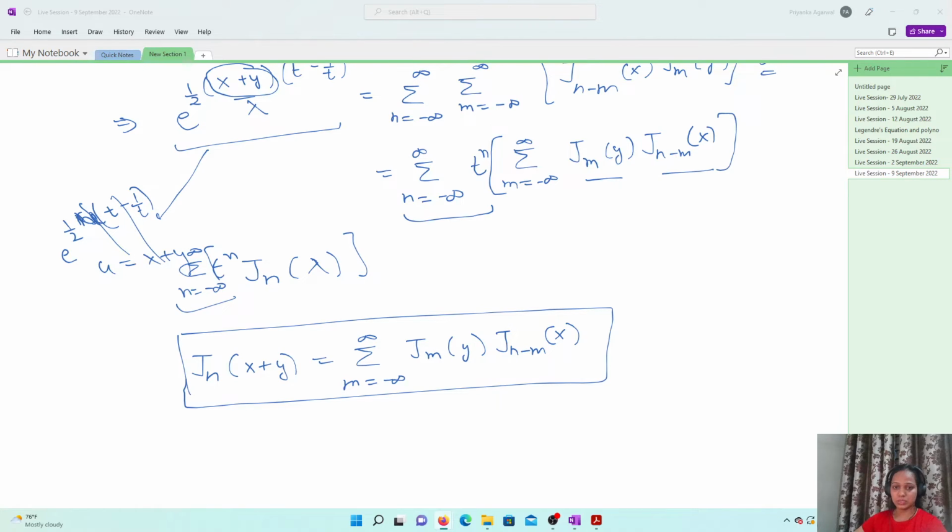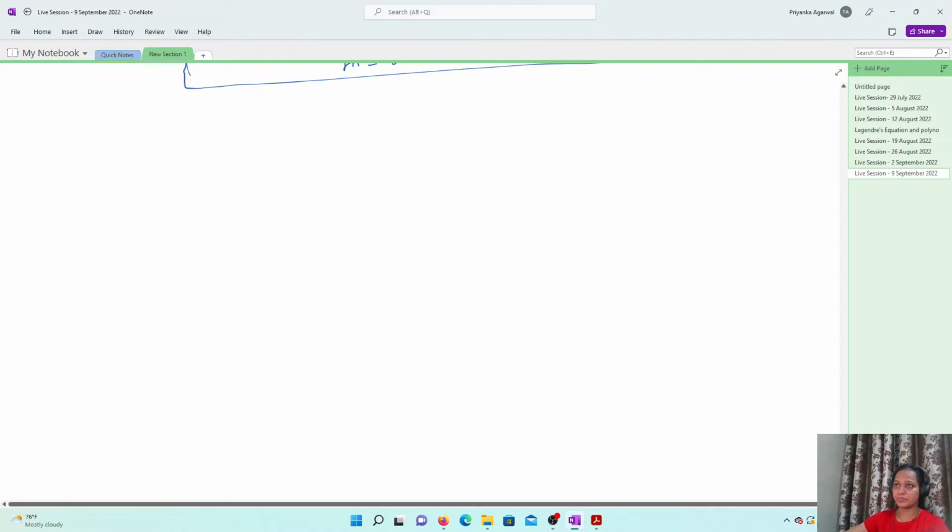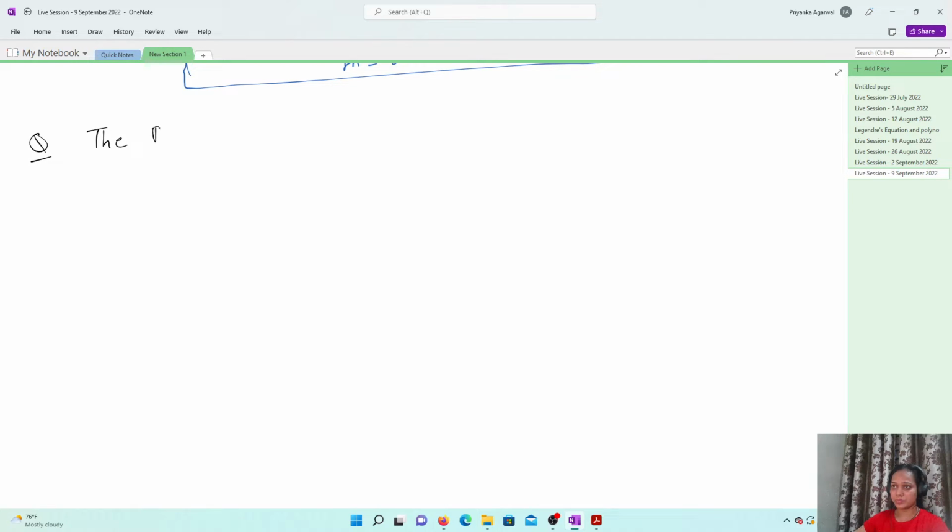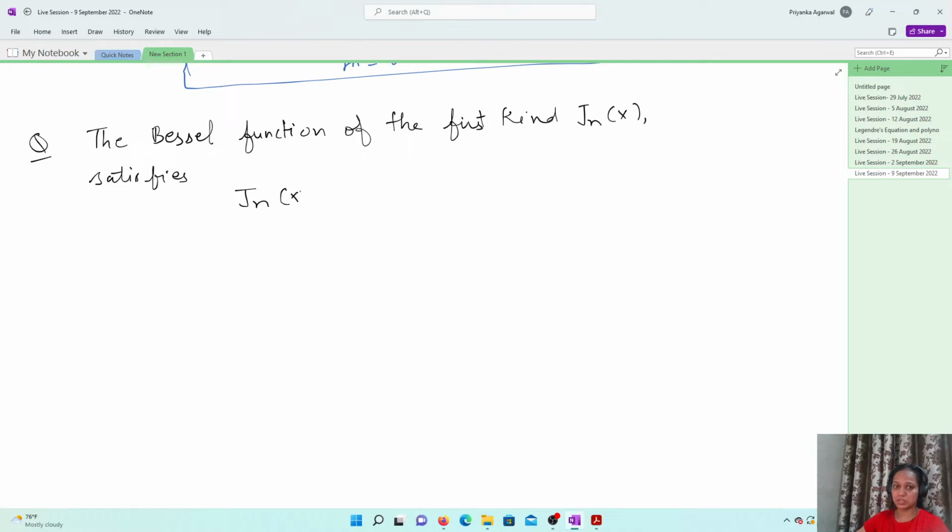Okay, we'll solve another problem, which is: the Bessel function of the first kind Jn x satisfies this: Jn of x equals summation p equals 0 to infinity minus 1 to the power p over n plus p factorial into p factorial, x by 2 to the power 2p plus n. So basically this is the definition of the Bessel function.